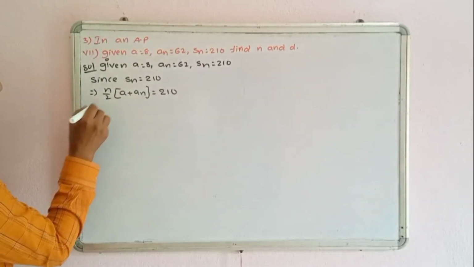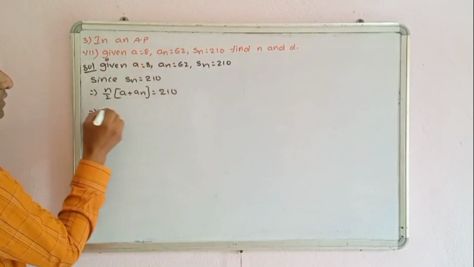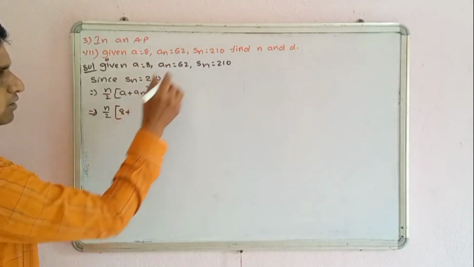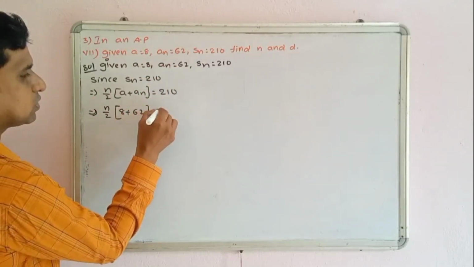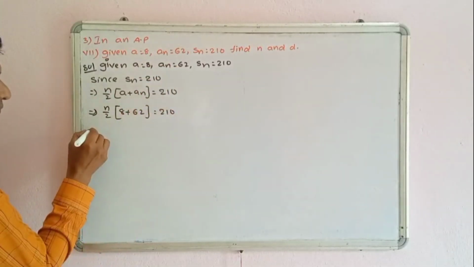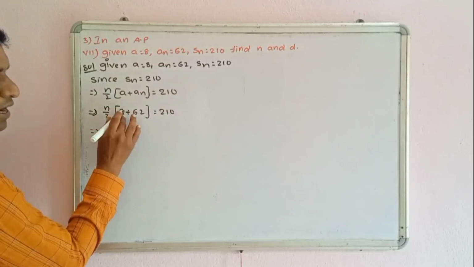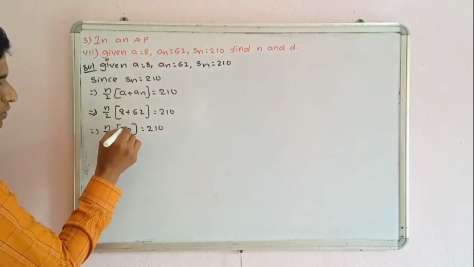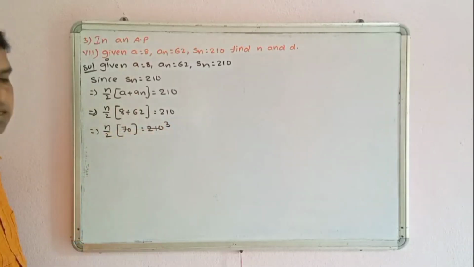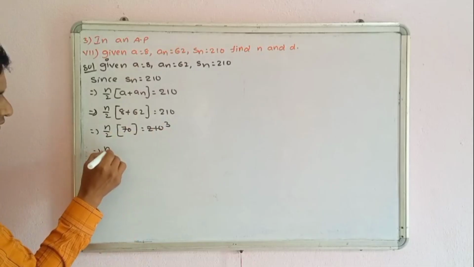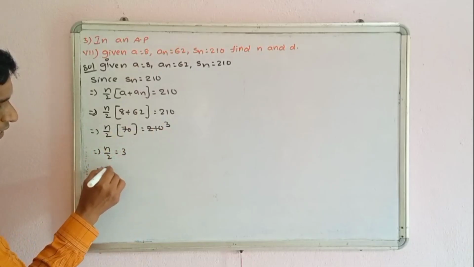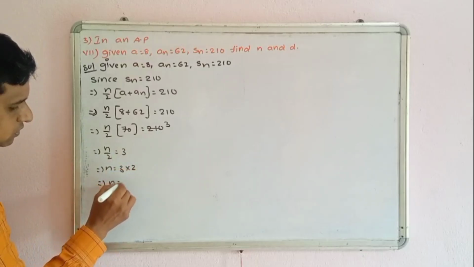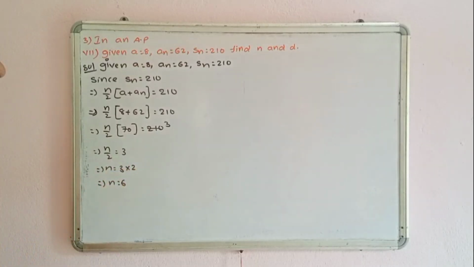So first find the value of n. Here a is 8, a_n is 62. So n by 2 into 8 plus 62 equals to 210. So n by 2 into 8 plus 62 is 70 equals to 210. So observe that 70 3 times, 70 3s is 210. So n by 2 equals to 3. 2 transpose right side, multiply with 2. So n equals to 6. Now we will find the value of d.